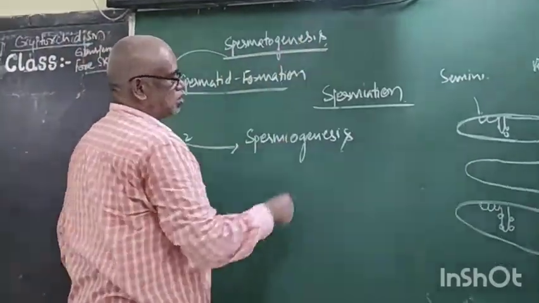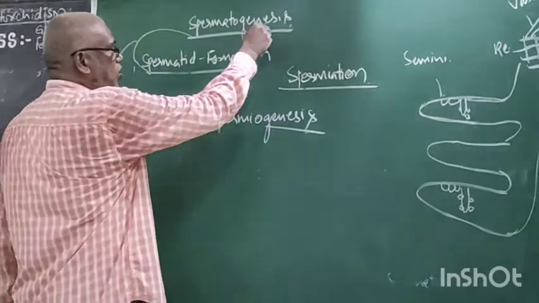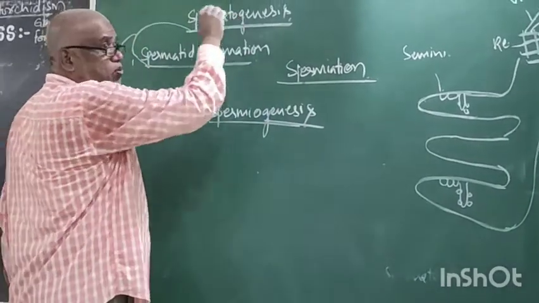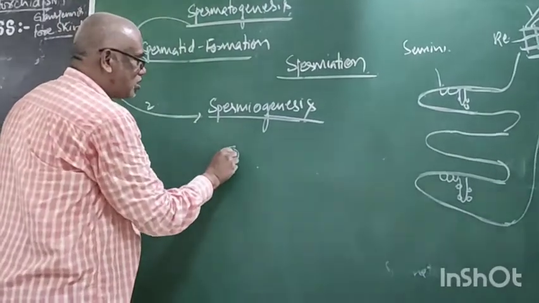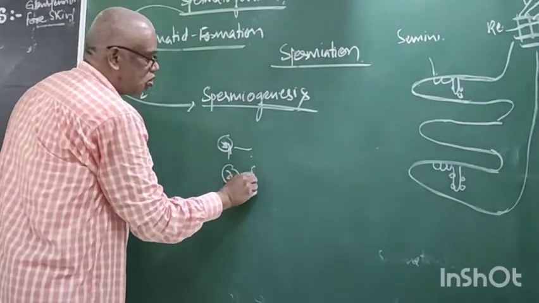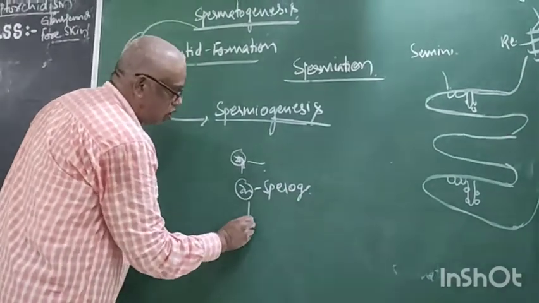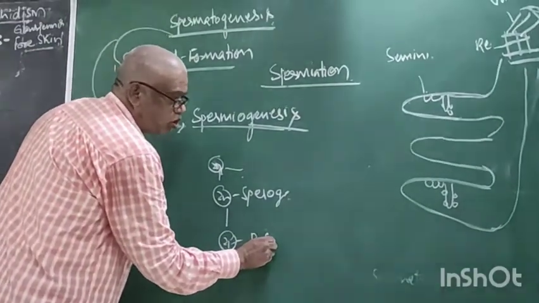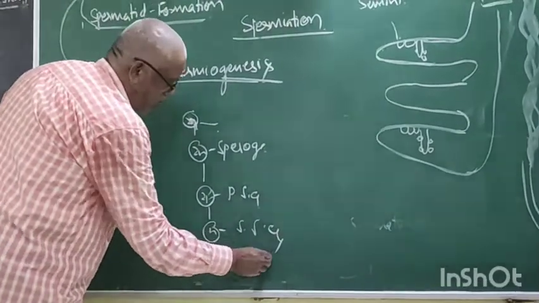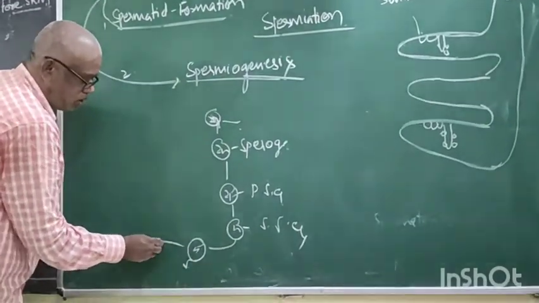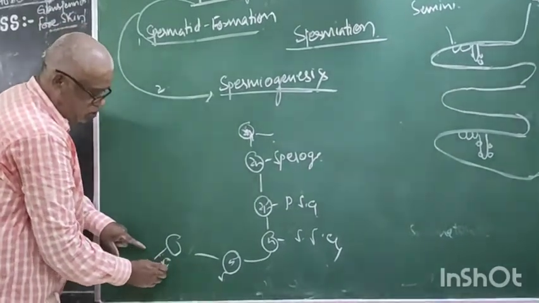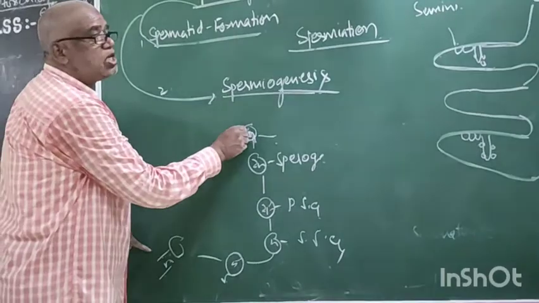Now, spermatogenesis is the formation of sperm from diploid germinal cells. The stages are spermatogonium, primary spermatocyte, secondary spermatocyte, spermatid, sperm. The process of formation of sperm from germinal cells is called spermatogenesis.